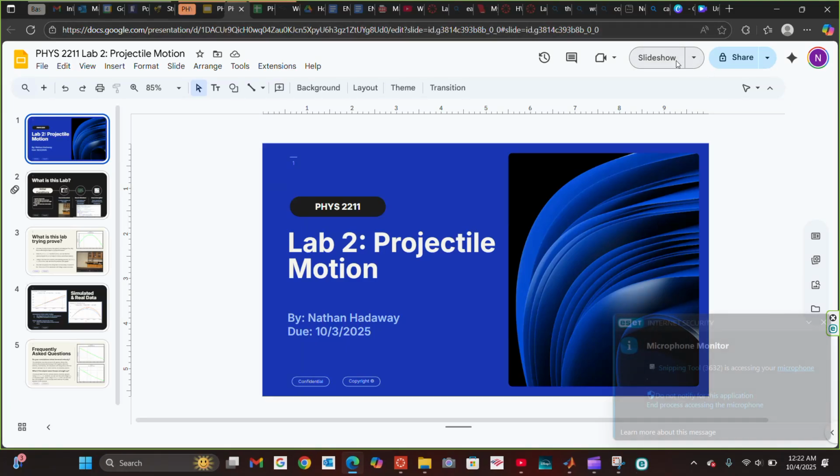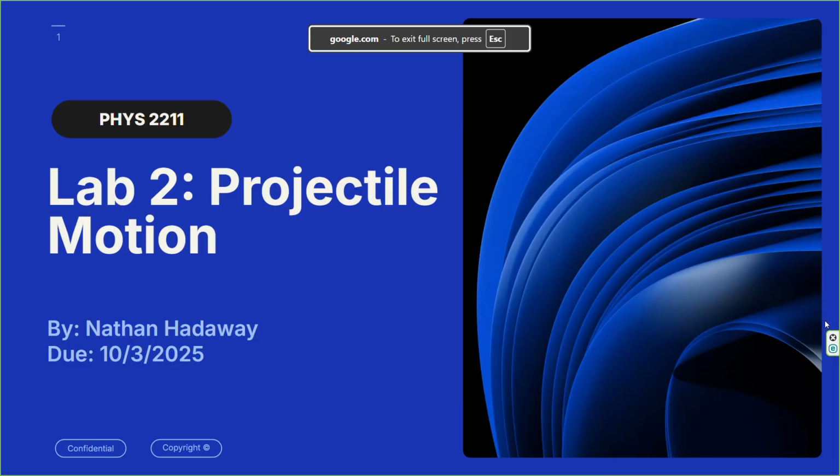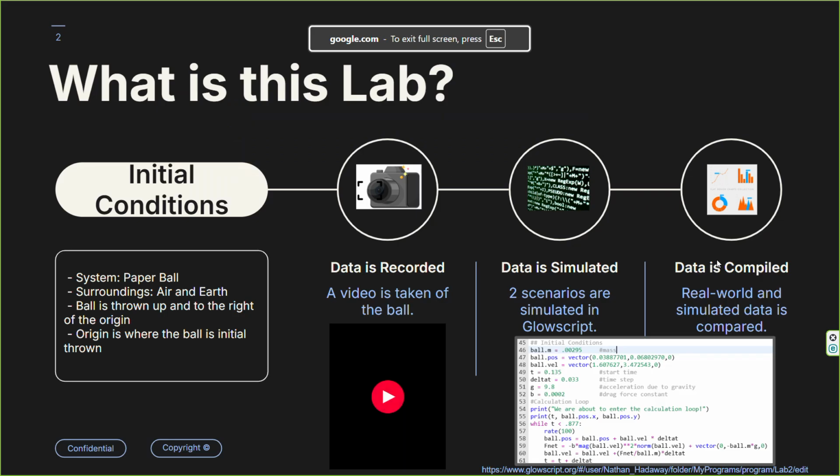Lab report for lab 2, projectile motion. So what is this lab? Basically, this is a lab where we threw a paper ball with an X and Y component, meaning it's not just straight up and it's not just straight horizontal. It was kind of thrown at an angle in relation to the ground.